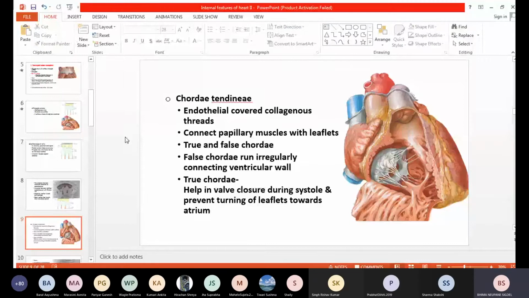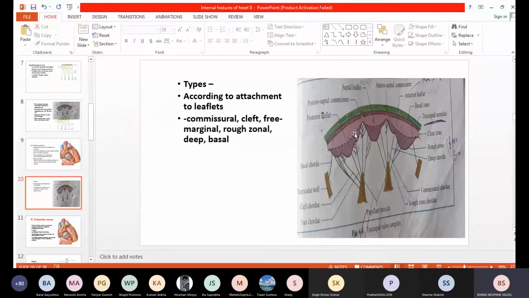Now, types according to the attachment to the leaflet. Types of chordae tendineae according to the attachment to the leaflet or cusp of the tricuspid valve complex: when they are attached to the commissures, they are commissural; when attached to the cleft, they are known as cleft; when freely attached, they are free marginal; when attached to the rough zone, they are rough. After that, there are the deep and the basal types. If you remember the names only, that is sufficient. About the details you don't need to remember.